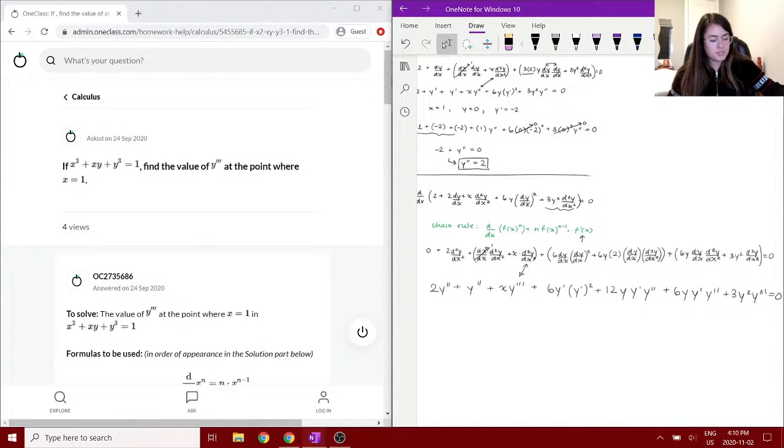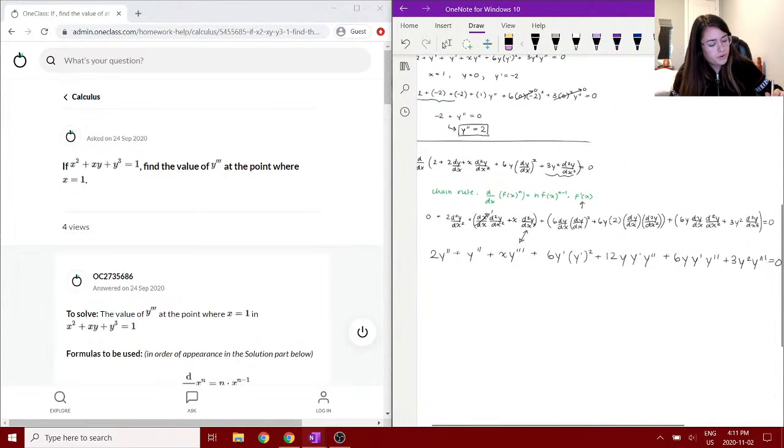Before we sub things in, I'm just going to double check I haven't gone wrong anywhere. So what we could do is combine these two together since we know y prime squared is just y prime times y prime. So this becomes y prime cubed, but that's not necessary because we're just subbing in a value for that. Double checking. All right.